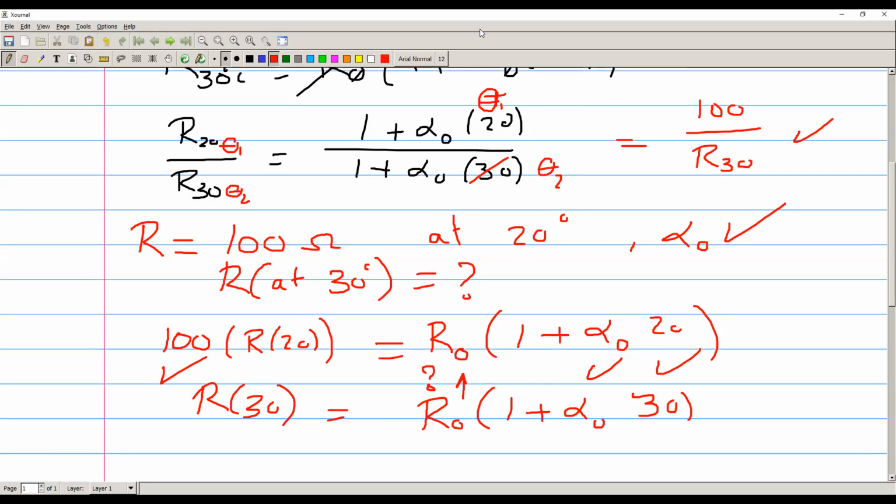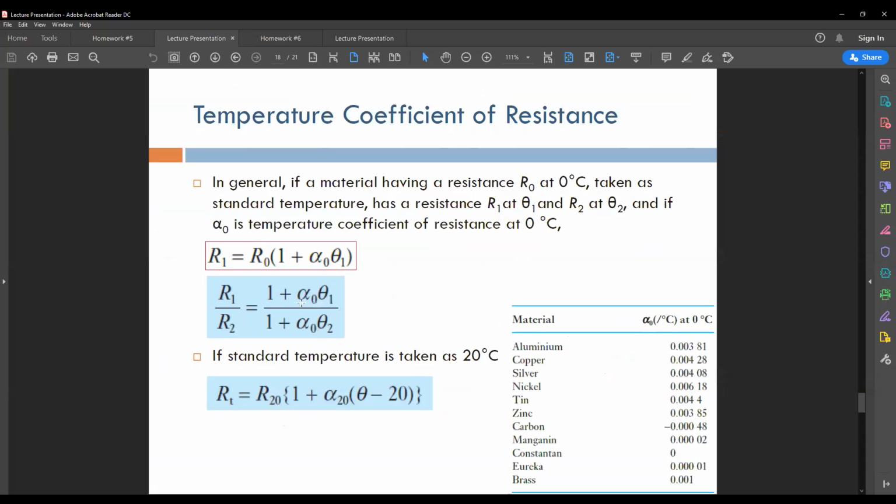So just make sure that if you do that, you do that relative to the correct temperature. If you're given alpha 20, not alpha 0, you have to use the reference temperature as 20, not as 0. Let me give you a short example about that.